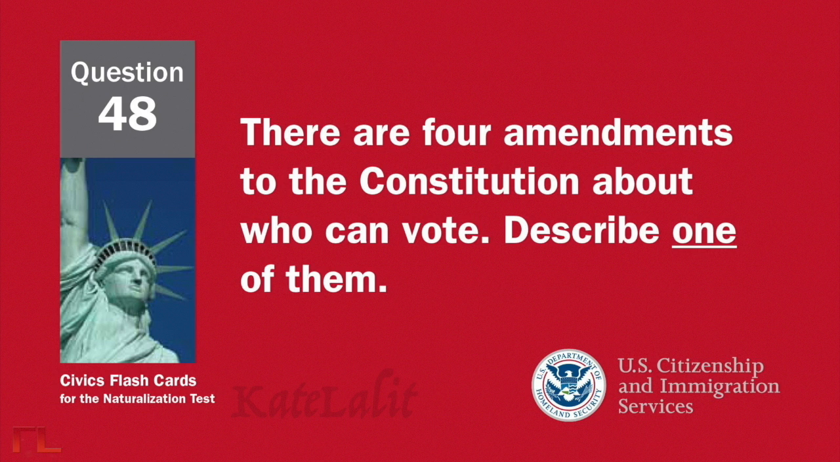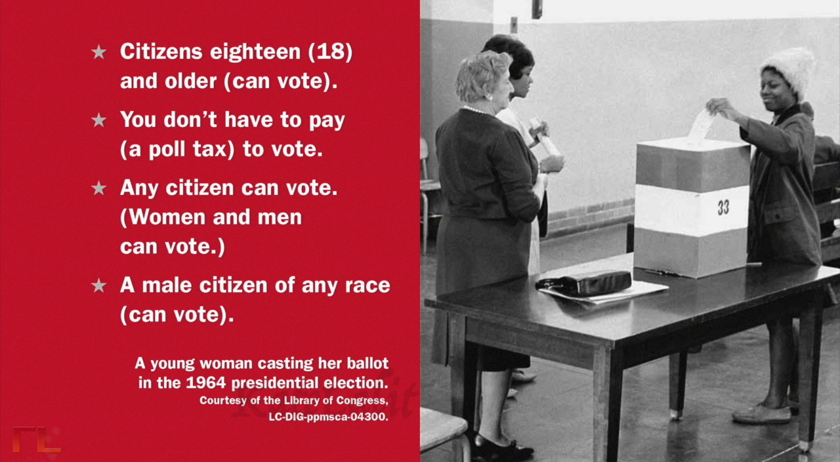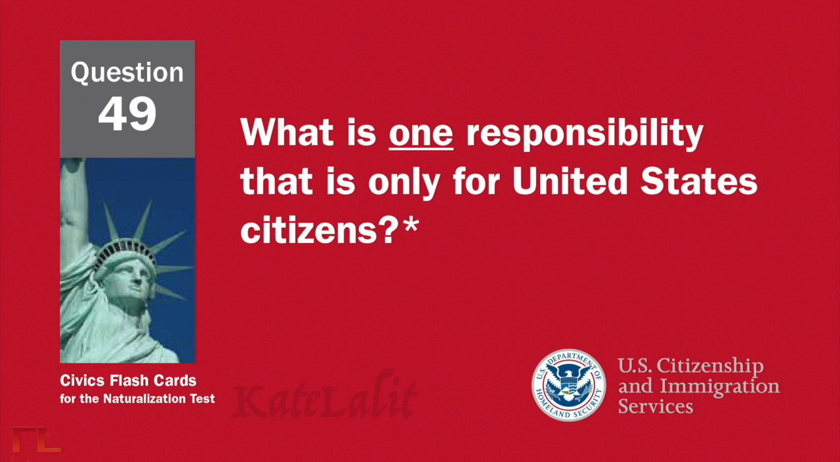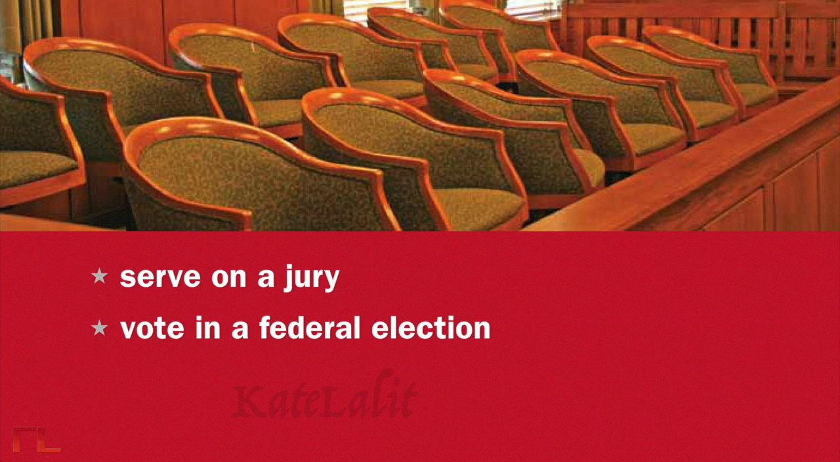There are 4 amendments to the Constitution about who can vote. Describe one of them. Citizens 18 and older can vote. You don't have to pay a poll tax to vote. Any citizen can vote. Women and men can vote. A male citizen of any race can vote. What is one responsibility that is only for United States citizens? Serve on a jury. Vote in a federal election.